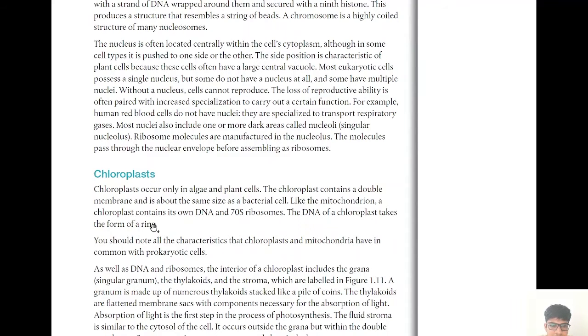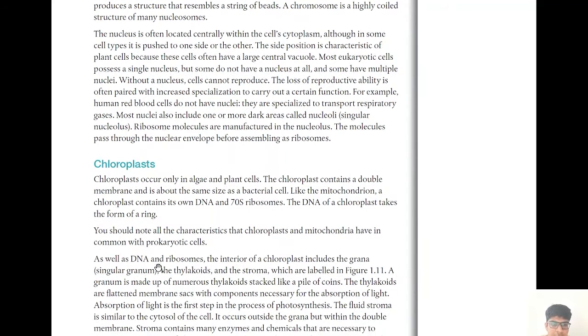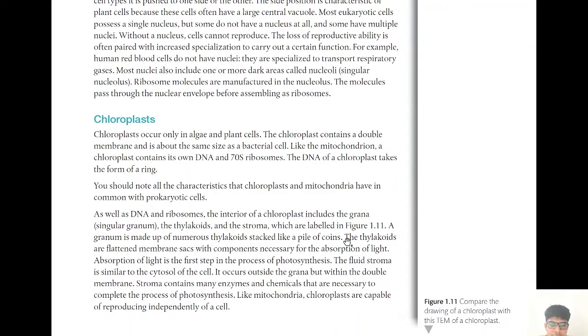The DNA of the chloroplast takes the form of a ring. You should note all the characteristics that chloroplasts and mitochondria have in common with the prokaryotic cell, as well as the DNA and the ribosome. The interior of the chloroplast includes the grana, singular granum, and thylakoids, and the stroma, which are labeled in the figure. A granum is made up of numerous thylakoids stacked like a pile of coins. The thylakoids are flattened membrane sacs with the components necessary for the absorption of light. Absorption of light is the first step in the process of photosynthesis.